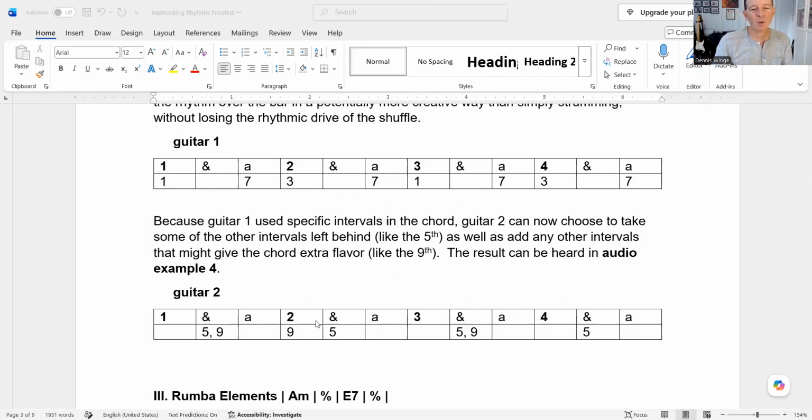But not only is guitar 2 going to strategically position itself around that, it's going to play other intervals, the 5th and the 9th, like 1 2 3 4 5, and then da da da 9, so 5 and 9, something like that. Here's what it sounds like together.